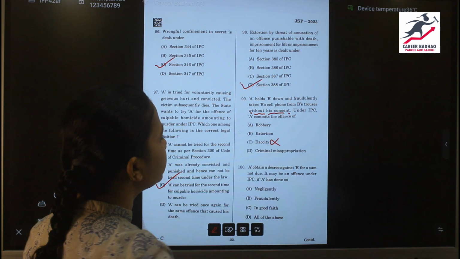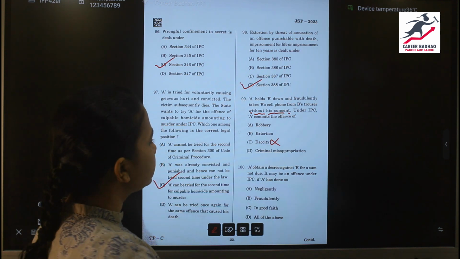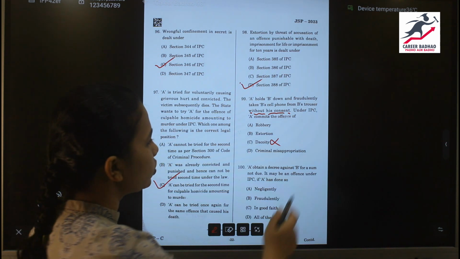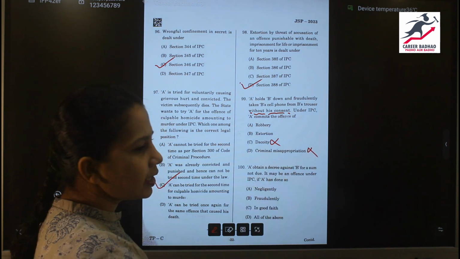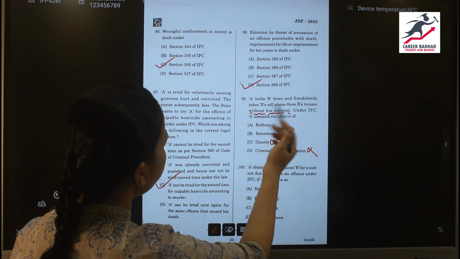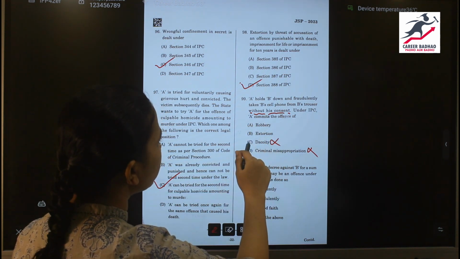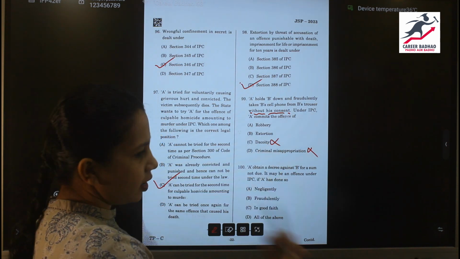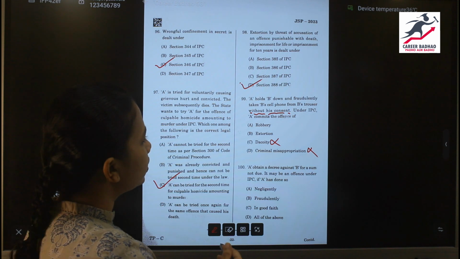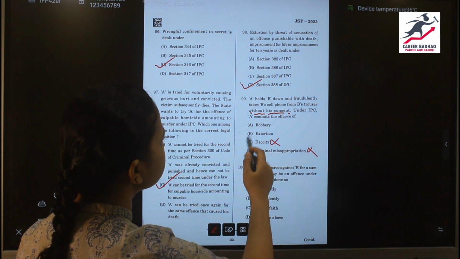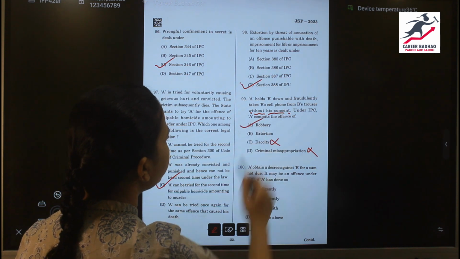Dacoity won't be here because dacoity involves more than 5 persons, and criminal misappropriation. So there is no criminal misappropriation also because B has not handed A his phone. So here we need to find out whether it's robbery or extortion. It is not also extortion, because in extortion the victim has to deliver it to the perpetrator, but here this is not the case. So the correct answer would be robbery, option number A.